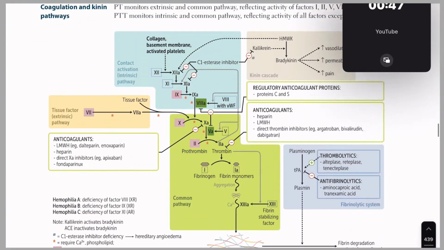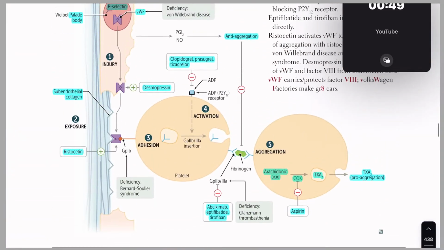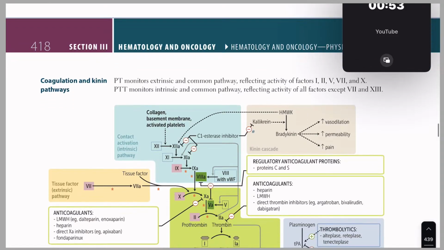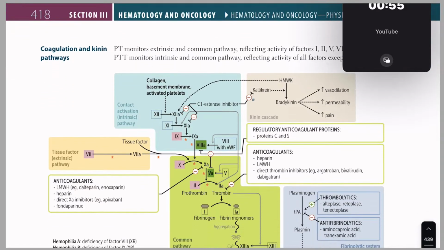I don't remember what we read last. Okay, yes, we read thrombogenesis. Let's start from coagulation and the kinin pathway.